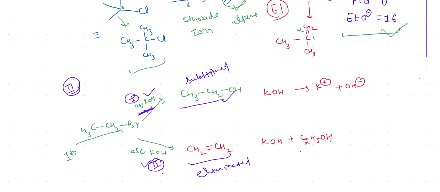Okay, so why is all this happening? What is the difference between these two reagents? The substrate is the same, that is ethyl bromide, but the products are different. It depends on the reagent.